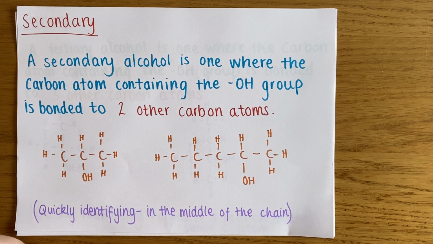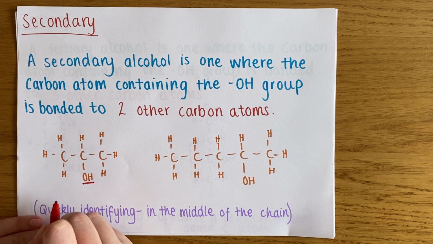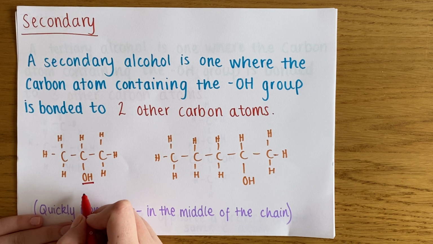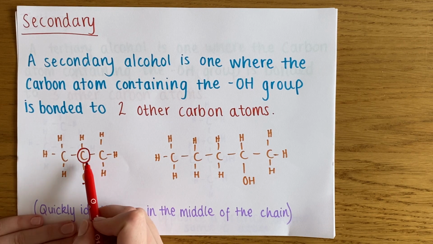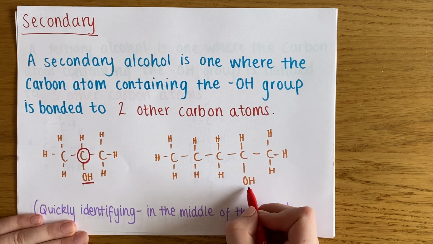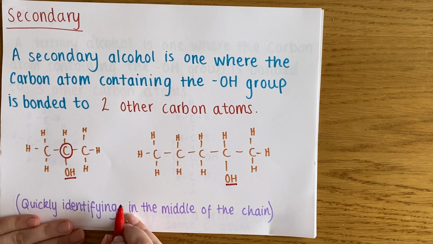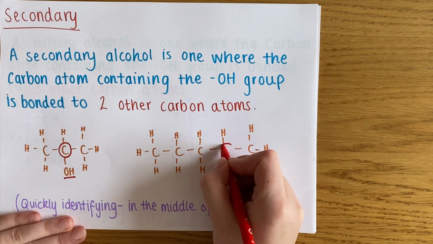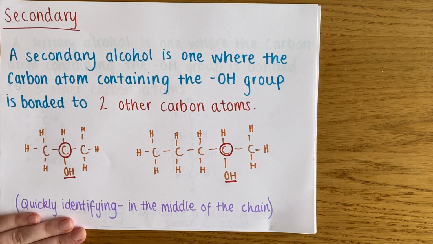A secondary alcohol is one where the carbon atom containing the hydroxyl group is bonded to two other carbons. So in this example, we can see the hydroxyl group. We're looking at the carbon that contains the hydroxyl group, so it's this one here. This carbon is bonded to two other carbon atoms. Here we're going to underline the functional group, so we've got our hydroxyl group, and it's all about the carbon containing that hydroxyl group. So we're going to talk about this one, and this is bonded to two other carbon atoms.